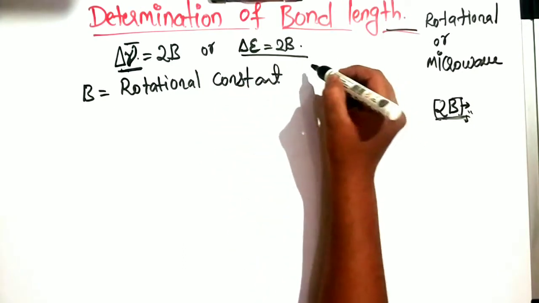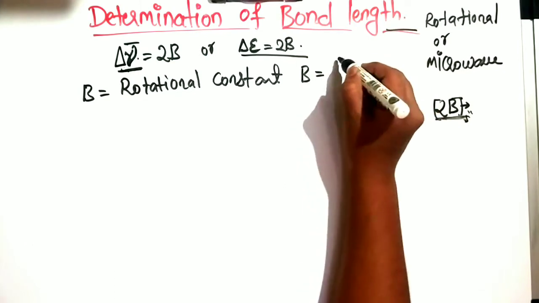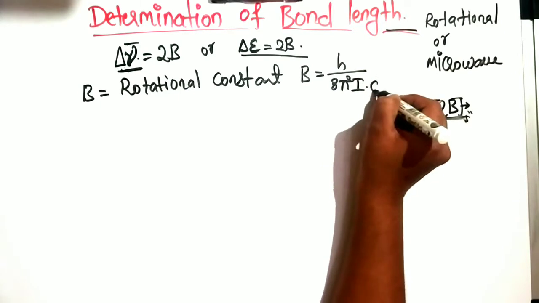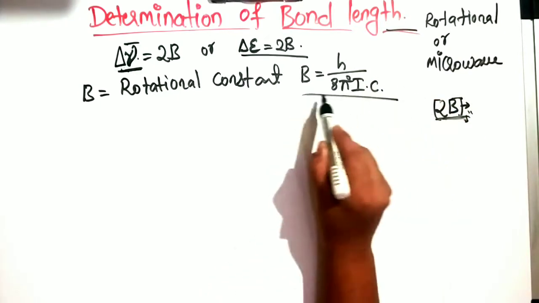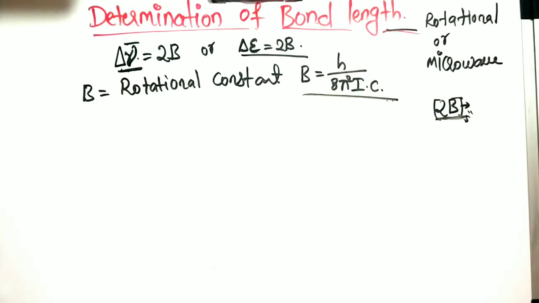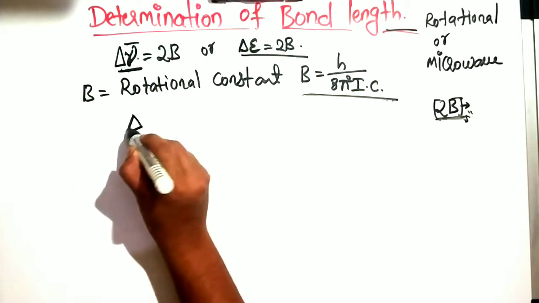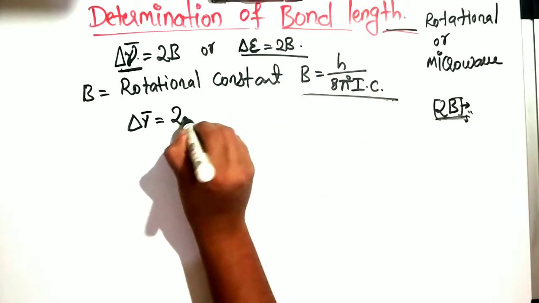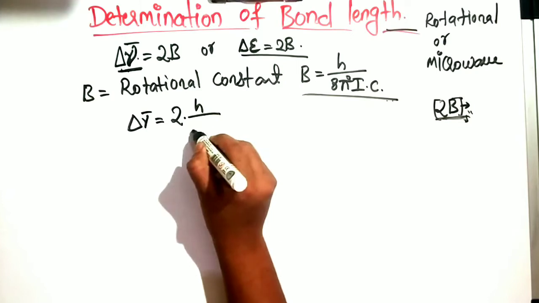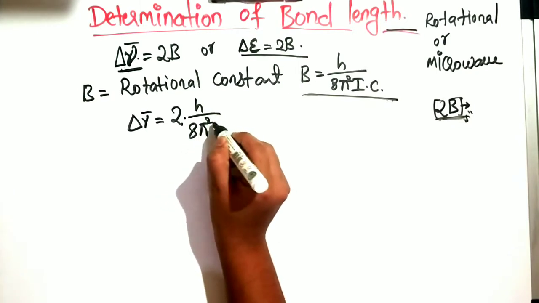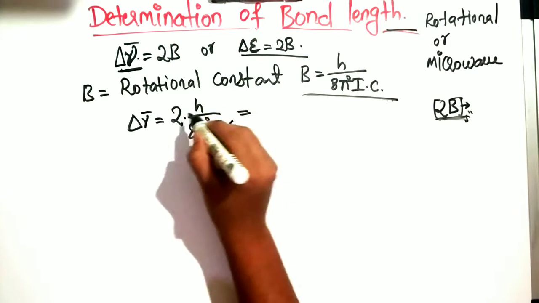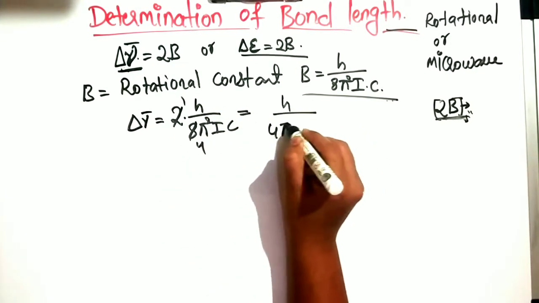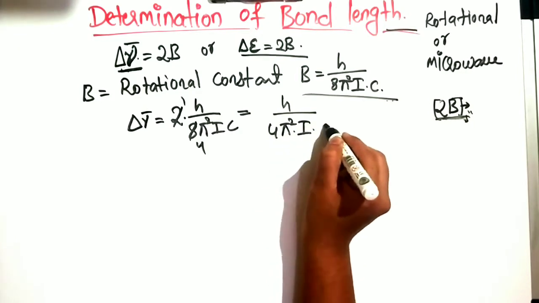So what was the B value? B was h divided by 8 pi square I into c. This was the rotational constant value. Further, delta nu bar equals, we'll put this value, 2 into B, and B is h divided by 8 pi square I into c. So what will we get next? It will cancel, so h divided by 4 pi square I into c.